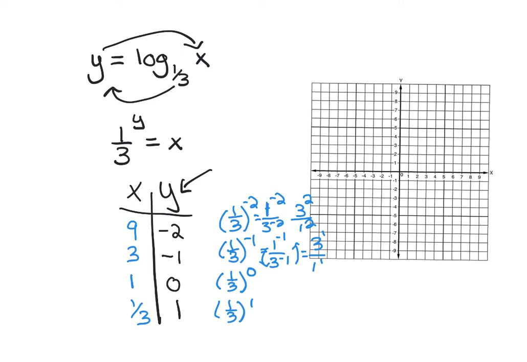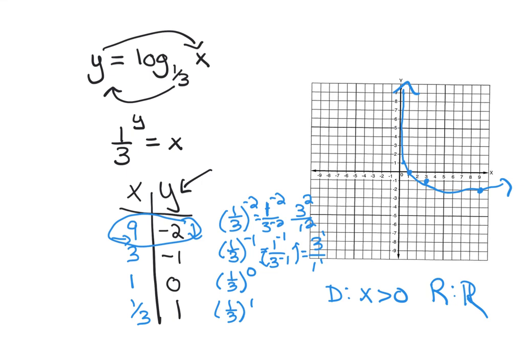Okay, so if I graph these points, I need to go right 9 down 2, right 3 down 1, over 1 and then 0, over 1/3 up 1. So here we have the same asymptote. That wasn't a great line, but we get the point. And one more time, domain, x greater than 0, the range, all real numbers. All right, so there is your lesson on graphing basic logarithms. Good luck.